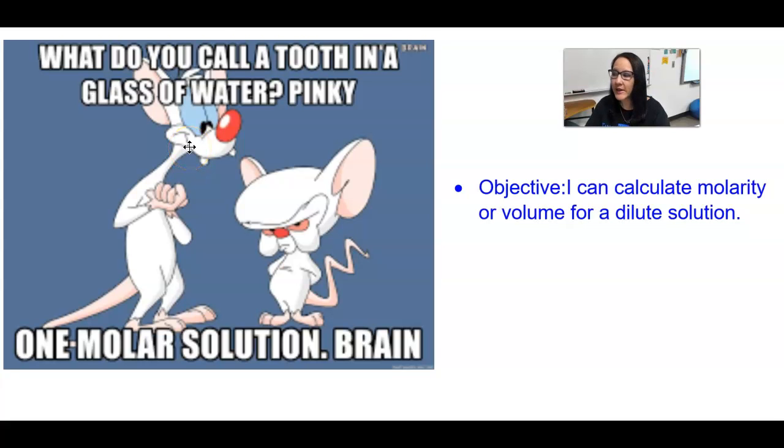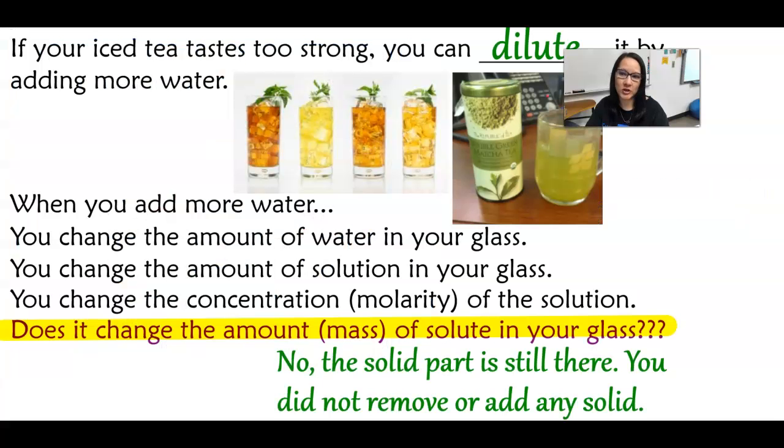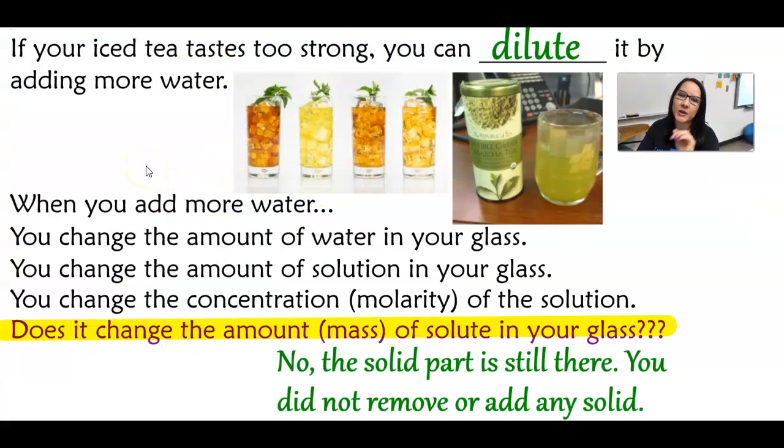Our objective here is I can calculate molarity or volume for a dilute solution. So first, let's understand the principle of a dilution. If your iced tea tastes too strong, you could dilute it by adding more water. So when you add more water, you're changing the amount of water in your glass. You're also changing the amount of solution in your glass. You are changing the molarity or concentration of the solution.